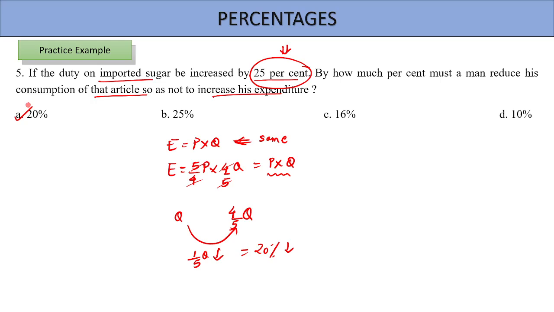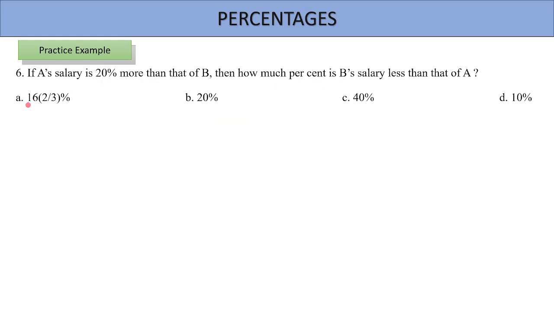The same logic that we applied in the previous sum. A salary is 20% more than B salary. Then how much percentage is B salary less than A salary? So what we will do here, rather than considering any algebraic form, we will consider A salary as rupees 100. We will assume, let A salary be 100, then B salary will be 20 percentage more, which means 20 percentage of 100 is 20, and 100 plus 20 is going to give you 120.